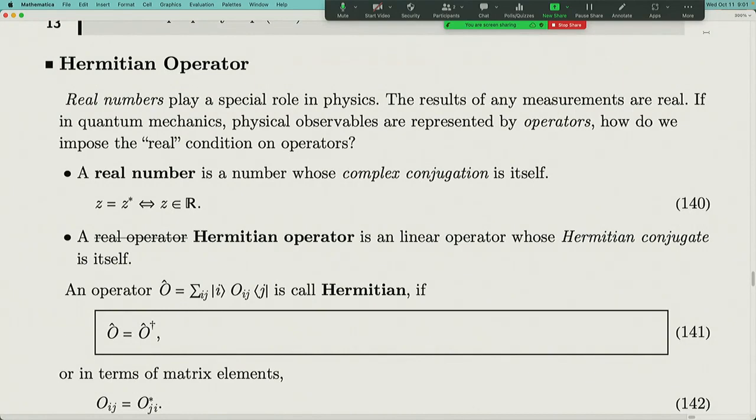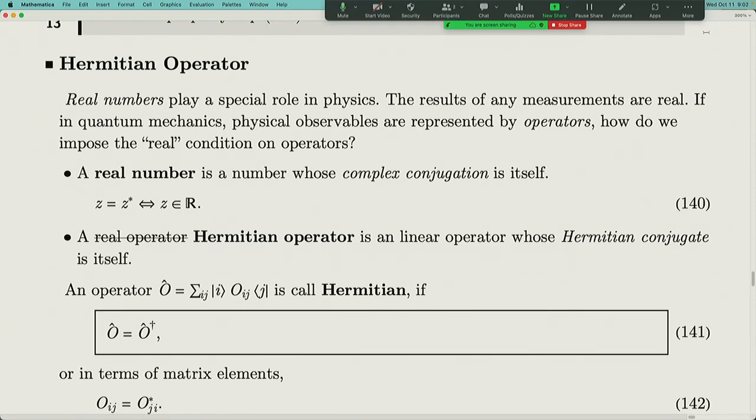Later on, we will also learn another operator called the unitary operator, whose Hermitian conjugate is its inverse as a matrix inverse. These are the two most important operators in quantum mechanics. Hermitian operators represent observables in quantum mechanics, and unitary operators represent time evolution or symmetry transformations. So they are all related to this concept of Hermitian conjugate. Why is Hermitian conjugate important?